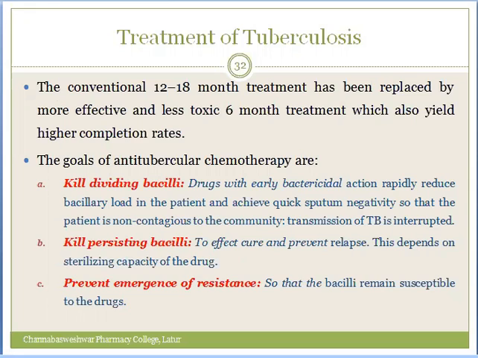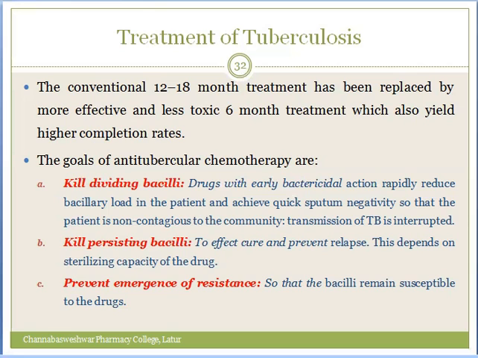So today we will discuss the treatment of tuberculosis, also known as pharmacotherapy of tuberculosis. It means how tuberculosis is treated using different antitubercular drugs. The conventional 12 to 18-month treatment has been replaced by a more effective and less toxic 6-month treatment, which also yields higher completion rates. Instead of the 12 to 18-month treatment, we can use the 6-month treatment, because it is more efficacious as well as less toxic. For that purpose, we prefer the 6-month treatment for the pharmacotherapy of TB.